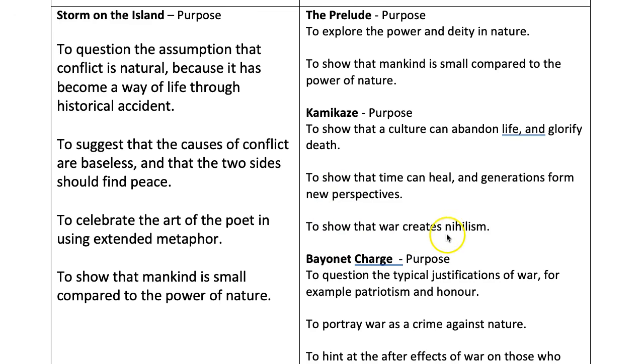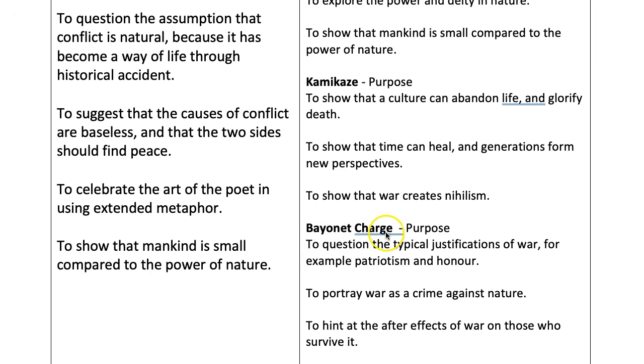To show that war creates nihilism, this belief that life is pointless, and again that ending of this poem also suggests that life has become meaningless and pointless to the people living on the island. We can compare it to Bayonet Charge, where the purpose is to question the typical justifications of war, for example, patriotism and honour, and those are implied through the title and the struggles in Northern Ireland.